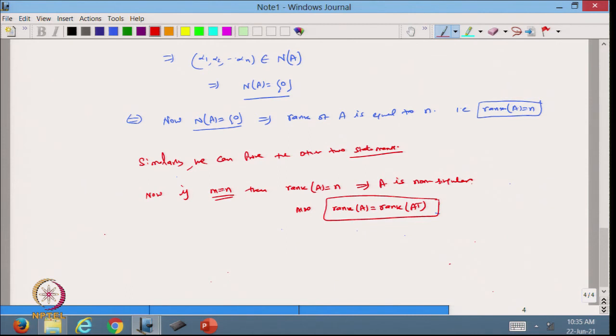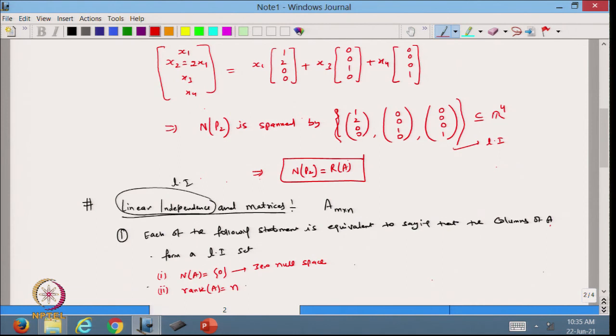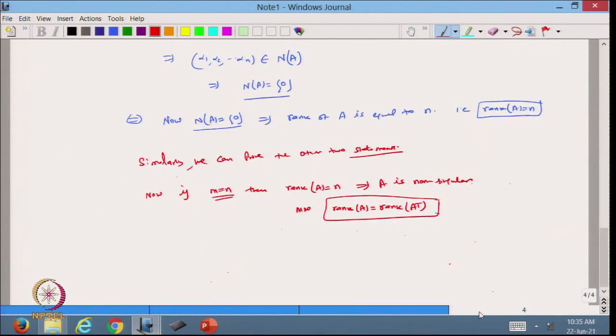Now, I want to use these statements for solving some real applications: if the null space contains only the 0 element, then the given columns are linearly independent, or the corresponding rows are linearly independent, or if the matrix is a square matrix, then it will be non-singular. So, we are going to use these things for discussing some important topics.